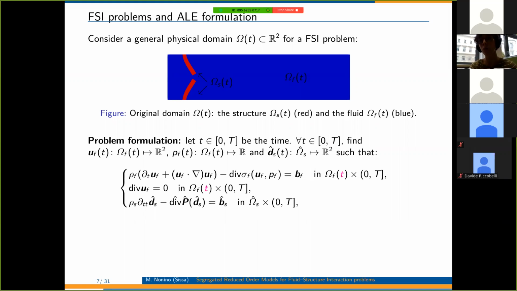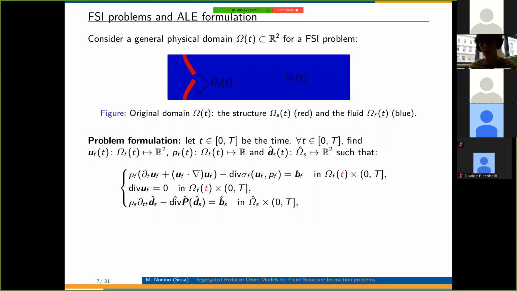And as you can see, both domains depend on the time t, because usually we are considering time-dependent problems. So in the system below, you can recognize the incompressible Navier-Stokes equations. And then the third equation is the problem for the solid domain. So here I just put the linear elasticity problem, but you can also work with, I don't know, the generalized string equation or linear elasticity, whatever you want.